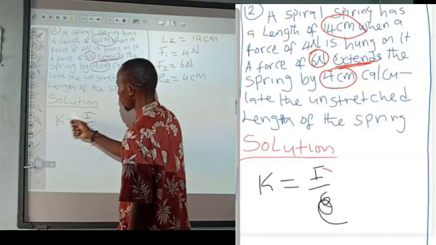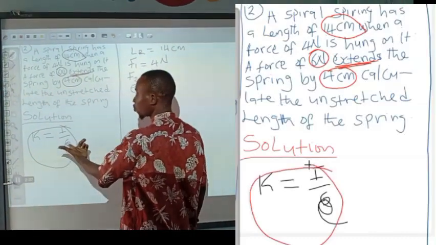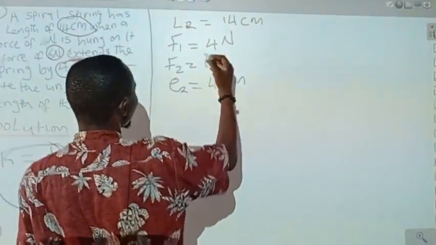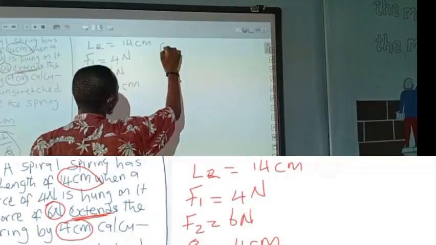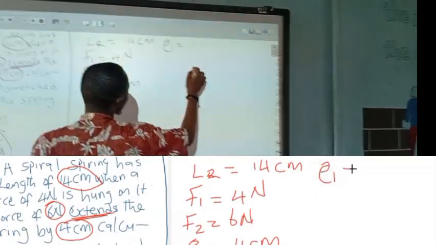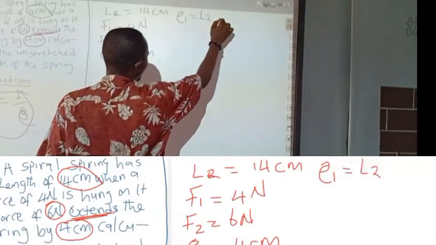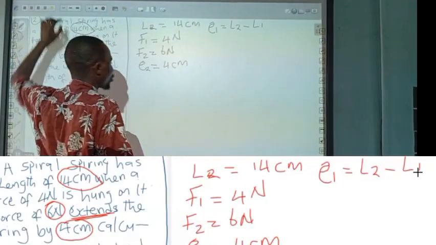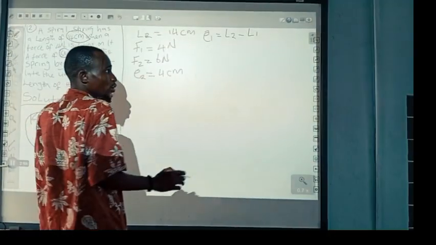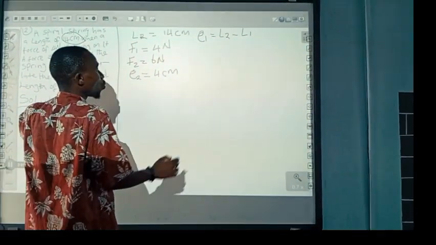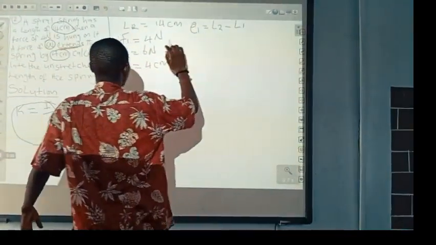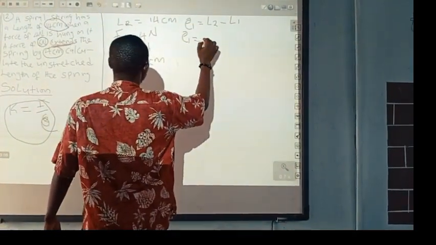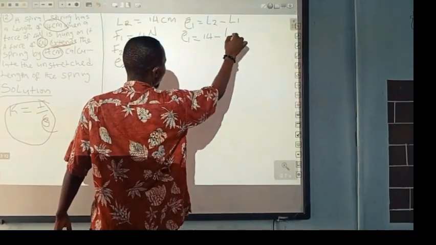Now, if you recall, this is the expression of Hooke's law, right? From here, we are going to have extension E1 is equal to L2 minus L1. L1 is the unstretched length because that is what they asked us to calculate. Calculate the unstretched length. So L1 is the unstretched length while L2 is the increased length here. So my extension E1 is equal to 14 minus L1.